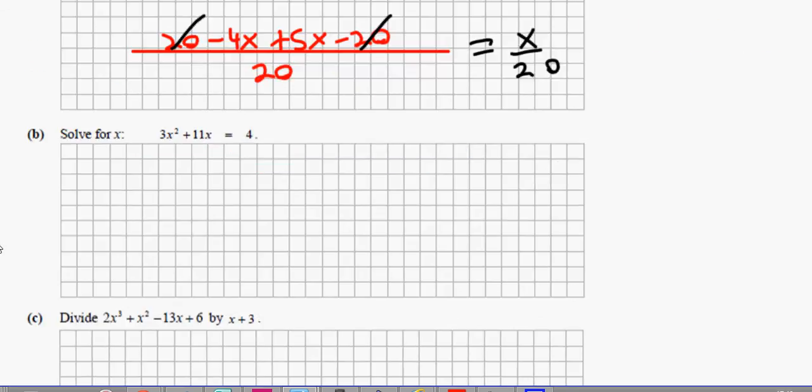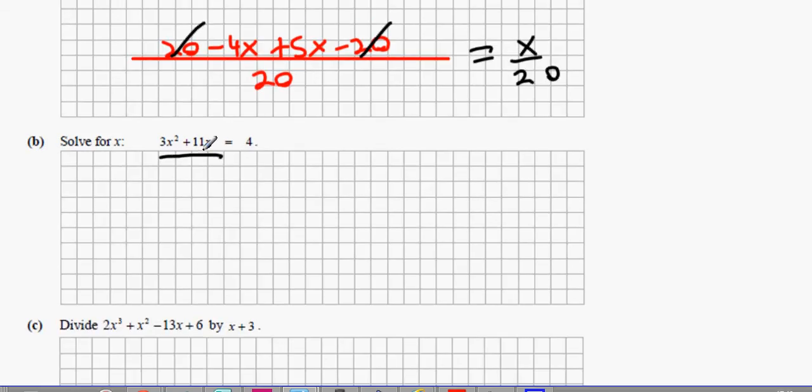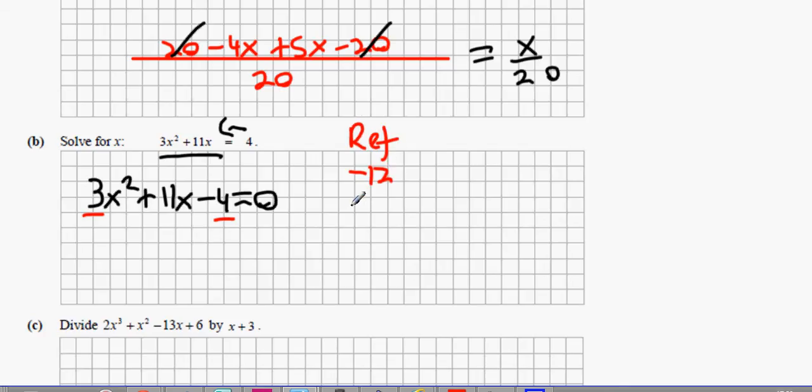Okay. Solve for x the following equation: 3x squared plus 11x equals 4. First and foremost, bring the 4 over to the other side, and we get 3x squared plus 11x minus 4 equals 0. We get the reference number by multiplying the first number by the last number. Reference number equals minus 12. Minus 12 breaks into two numbers, plus 12 and minus 1. So now we get 3x squared plus 12x minus 1x minus 4 equals 0.